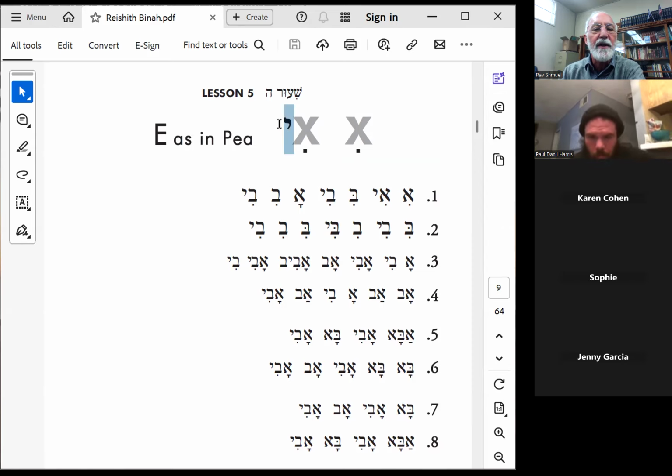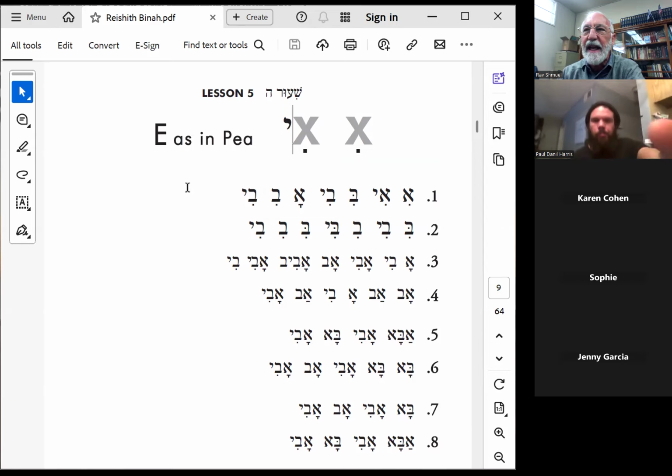This, with this little letter, it's called the yud. We'll get to it later. It makes it more like an E. Makes it a little longer. E. So E and E. Okay, so this is a chirik. This is a chirik gadol. Gadol means big or large, right? So it's a longer one.